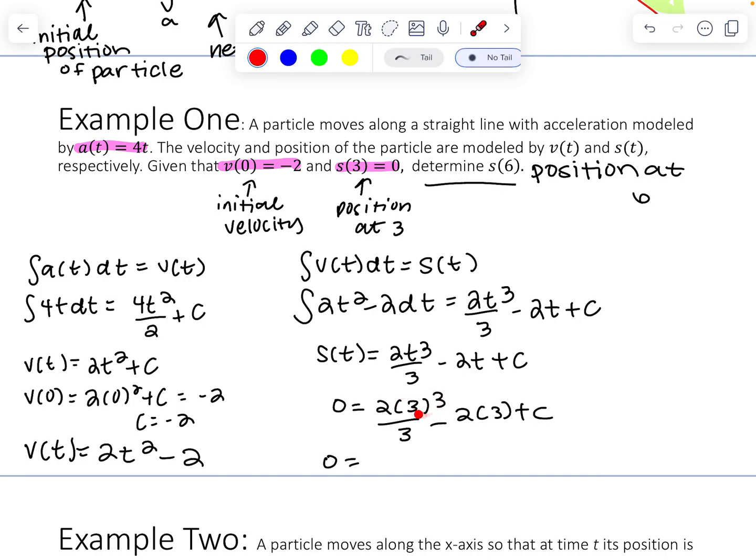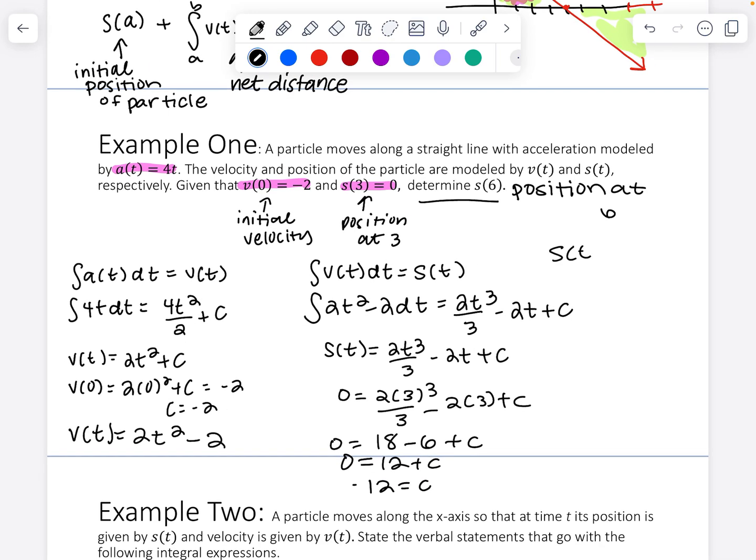This is 27 divided by 3. So it takes us back to 9, and then 2 times 9 is 18. 2 times 3 is 6 plus c. I'm getting 0 equals 12 plus c, so -12 equals c.